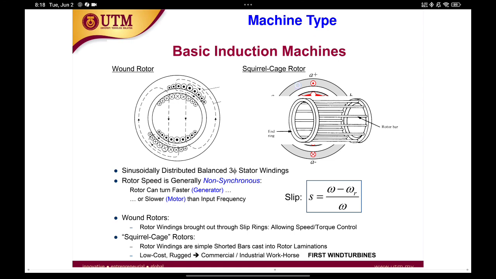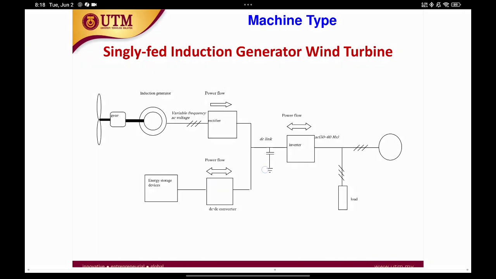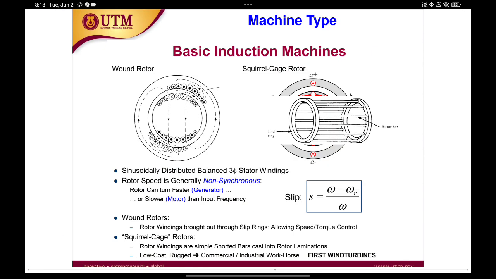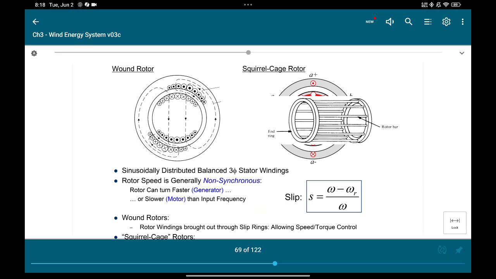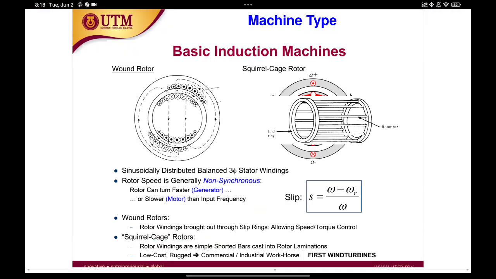So we also have a machine type. For the machine type, you can see here, this is the machine type. Okay, so you have an induction machine. This is commonly used. For this class, no need to worry. You don't have to know everything, because this is from electrical machine. You already learned this in electrical machine.